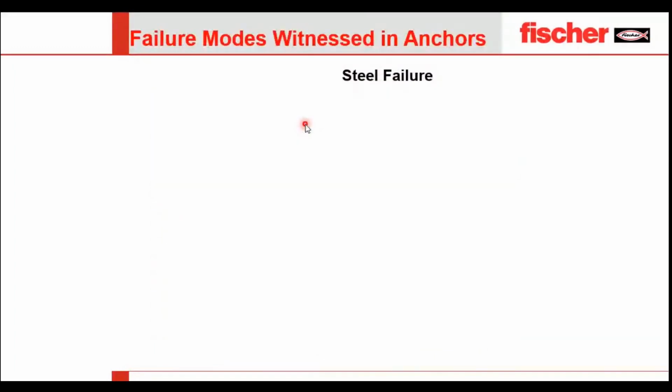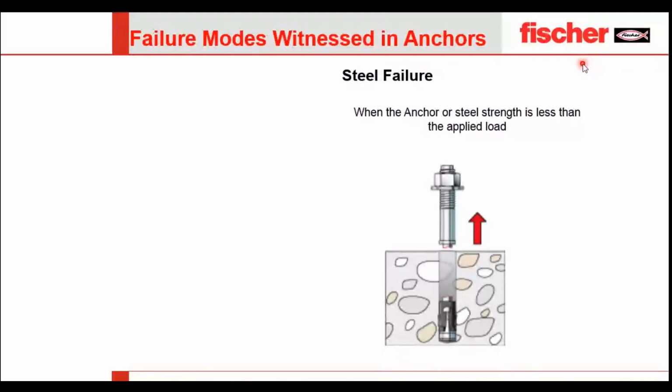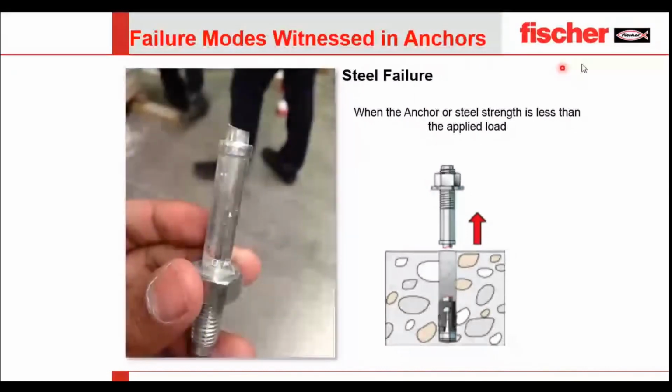So let's start with the different failure modes witnessed in anchors. This was covered quite a while back in our previous detailed sessions on the different types of anchors, the failure modes, etc. But as an introduction, I will briefly cover the different failure modes witnessed in anchors. First of all, it's a steel failure. In a steel failure, the anchor steel strength is less than the applied load. Now let's see an exact example here. You can see how the anchor failed due to the steel.